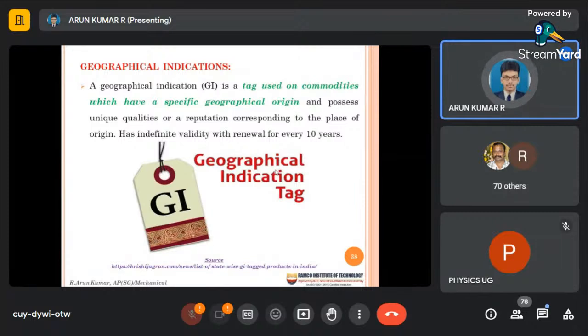What I'm trying to convey here is that jasmine is a flower which is not only cultivated in Madurai, it can be cultivated anywhere. But the jasmine which is cultivated in Madurai has that much quality. So it is exported, it is converted into perfume, and it is exported across the world. And that unique characteristic is because of the location where it is cultivated, and that is why it is given protection under geographical indication.